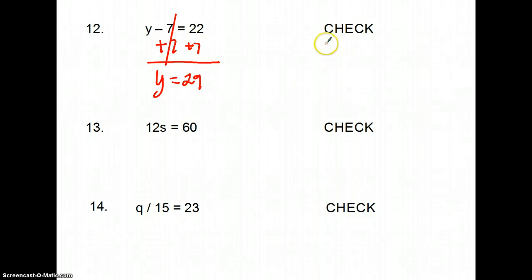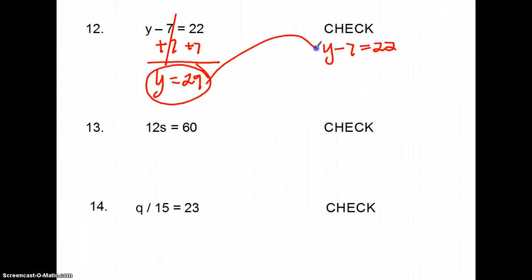With my check step, my first step to my check is to write the original problem. Second step is to plug this in for y, just like we did on the first part. 29 minus 7 equals 22. Then you check to see if 29 minus 7 really is 22. And if it is, you know you're right. If you're wrong, you need to go back and fix it.